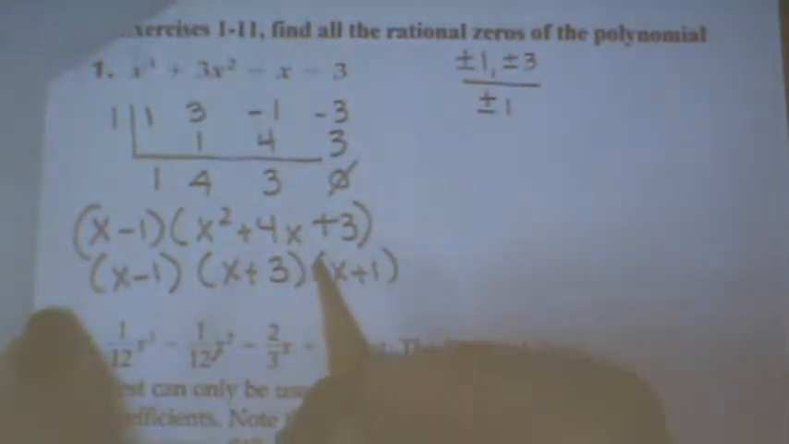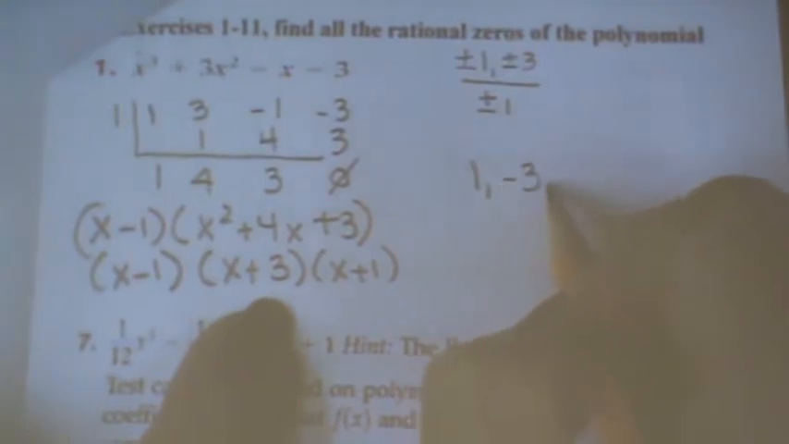Bring down the 1. 1 times 1 is 1. Add, multiply, and you get your first 0. So 1 is your first 0. So if you were to break this into x minus 1, you have 1 degree less, x squared plus 4x plus 3. Then you can simply factor this to find the other two zeros, x plus 3, x plus 1. So in factored form, that would be it, but all the rational zeros would be 1, -3, and -1.